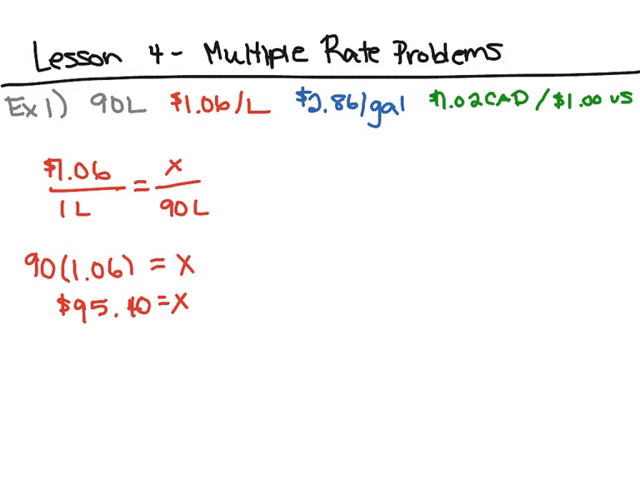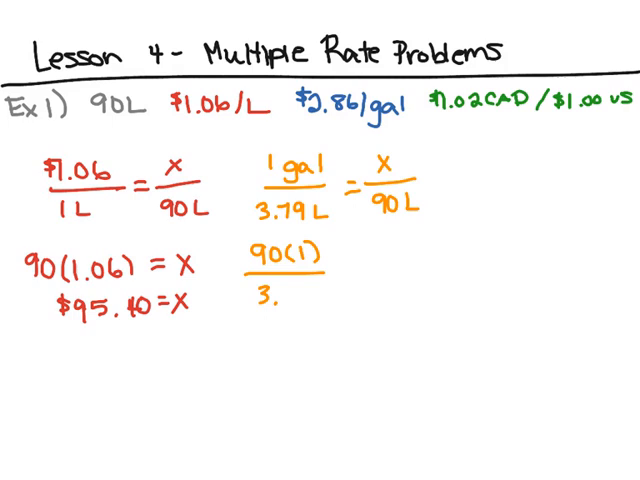Now what we want to do is figure out how many gallons are in his tank. So remember our rate is 1 gallon is equal to 3.79 liters. And our tank has 90 liters. We want to find the gallons. So we're going to do 90 multiplied by 1 divided by 3.79. And you should get 23.75 gallons.